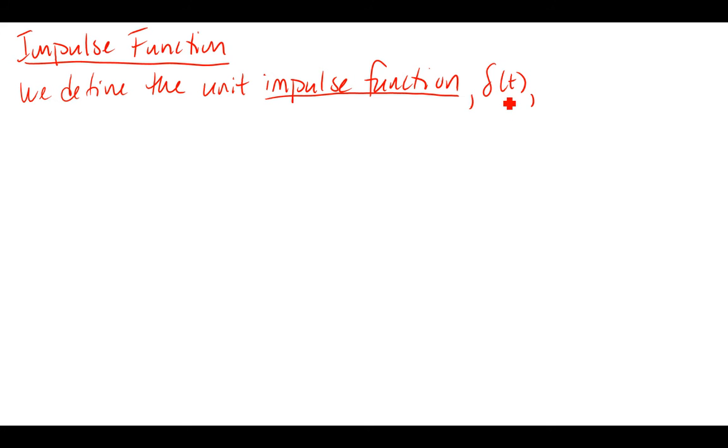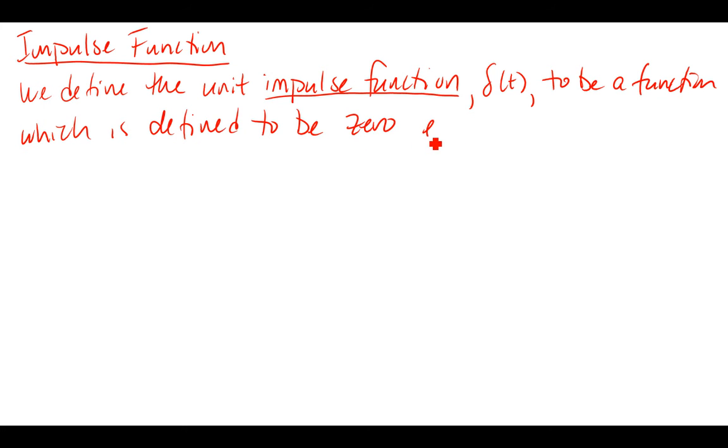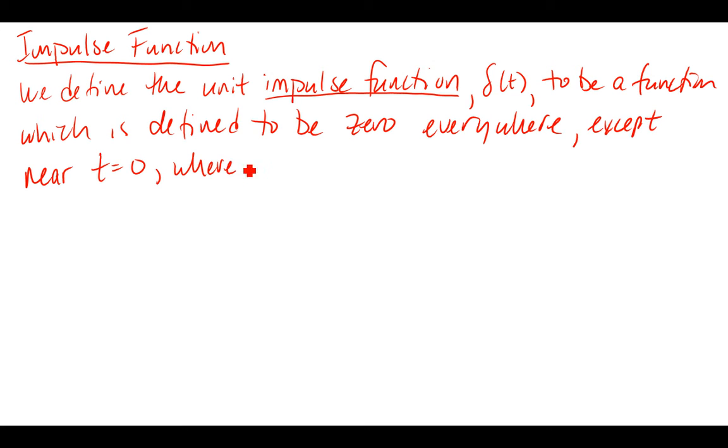So we define the unit impulse function, delta of t, to be a function which is defined to be 0 everywhere. Well, that would be an interesting definition if I stopped there. But it is defined to be 0 everywhere except near 0. And what's true near 0 is that it has a very large value.